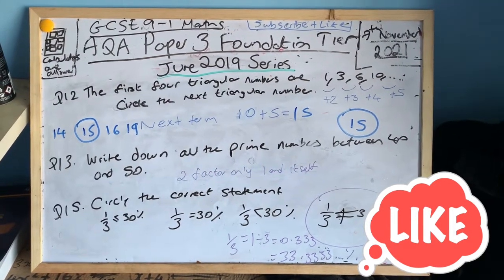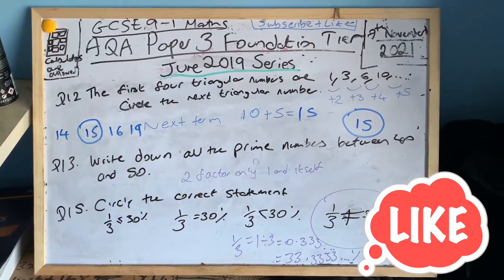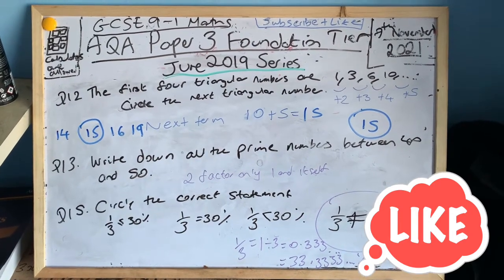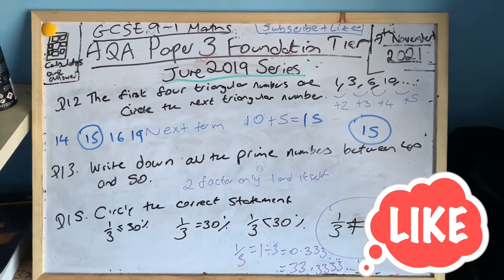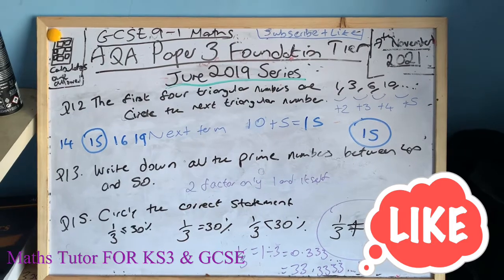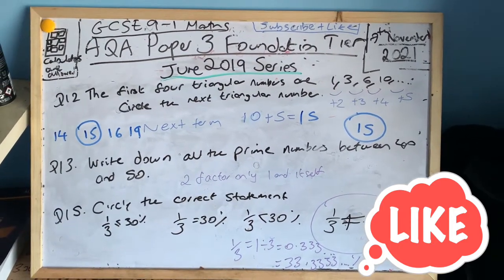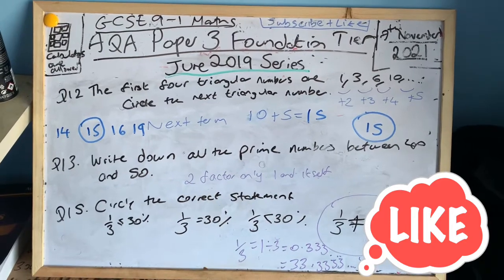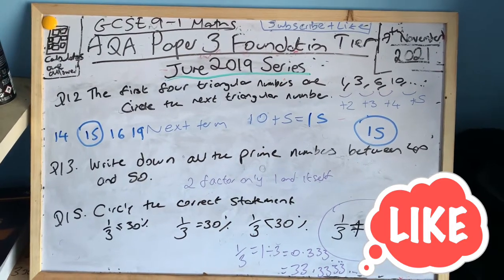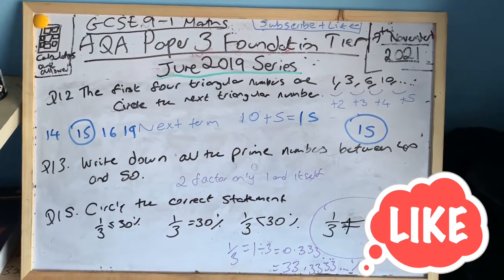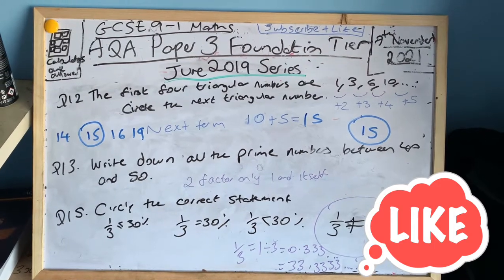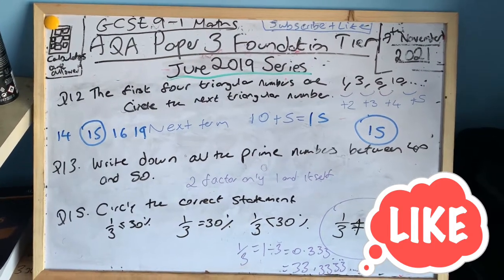This is question number 12 on the GCSE 9 to 1 Maths AQA Paper 3 Foundation Tier for the June 2019 series, and it is a calculator paper. This is question number 12, guys. The first four triangular numbers are 1, 3, 6, 10, ... Circle the next triangular number.